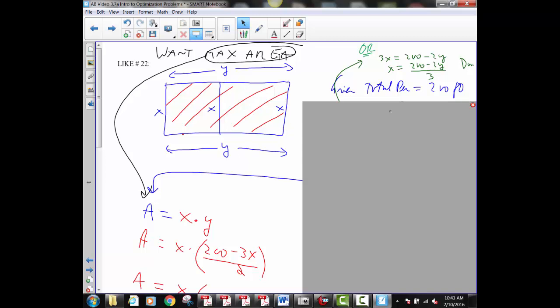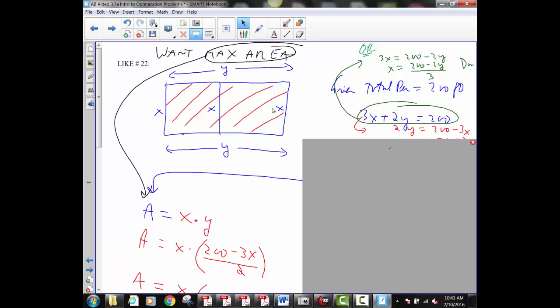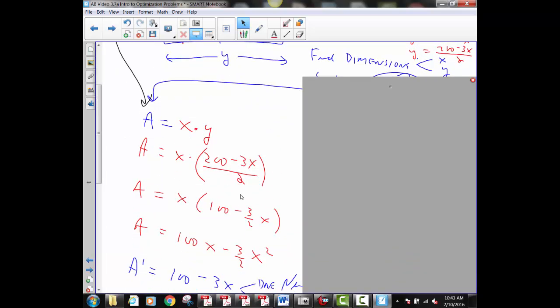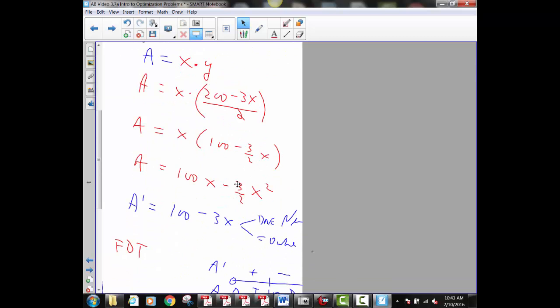Now, of course, we're trying to maximize an area, so the area of the whole thing is y times x, but that's too many variables. I have A, x, and y. So we come back over here, and we realize that 3 of these x lengths plus 2 of these y lengths is this famous 200 feet of fencing that we have. Again, you can isolate x or y. I isolated y. I came over here, substituted it in, simplified it a little bit more, and there's my actual function.